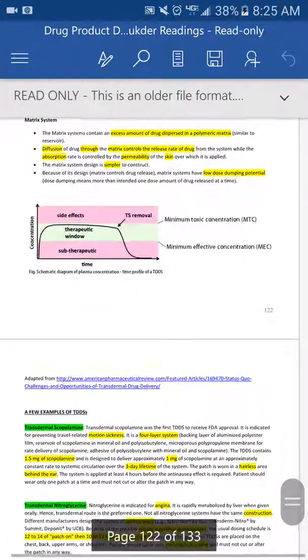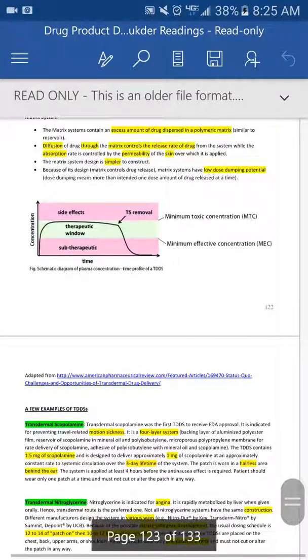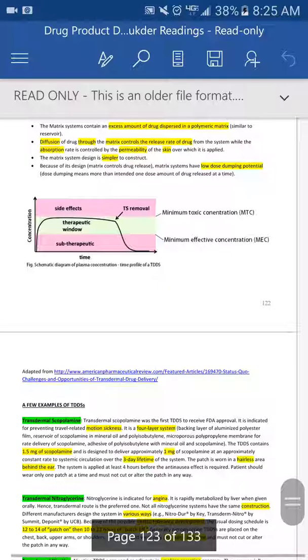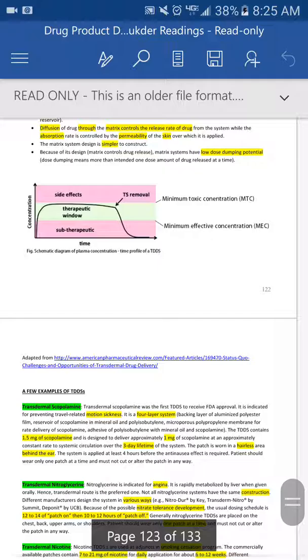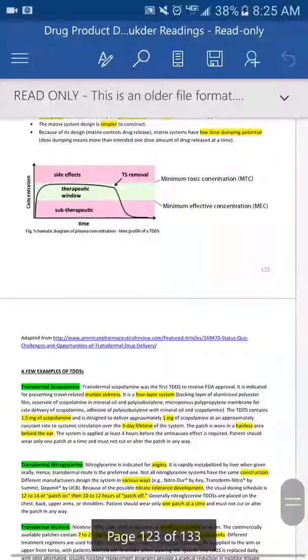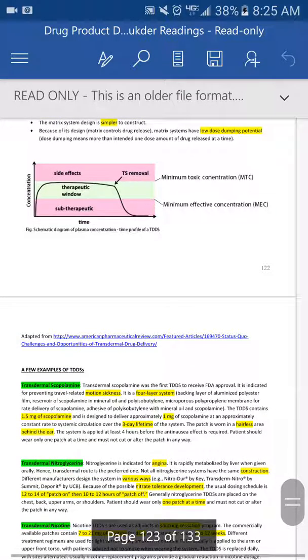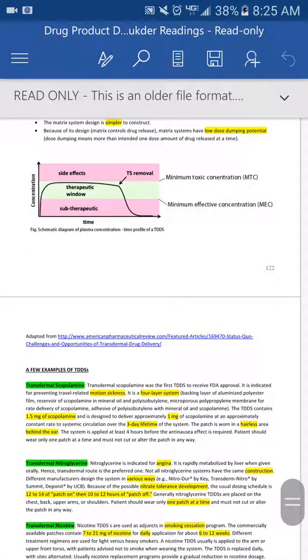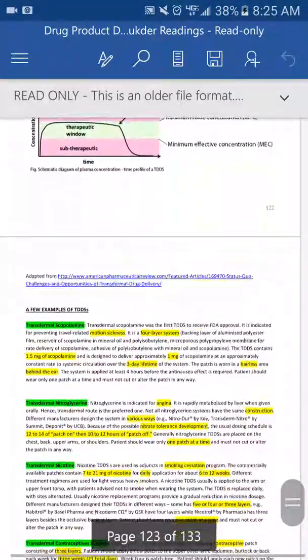Matrix system. The matrix system contains an excess amount of drug dispersed in the polymeric matrix, similar to the reservoir, but diffusion of the drug through the matrix controls the release rate of the drug from the system, while the absorption rate is controlled by the permeability of the skin over which it is applied, obviously. The matrix system design is simpler to construct, so it's easier to make. Because of its design, the matrix controls drug release. The matrix systems have low dose dumping potential. Dose dumping means more than the intended dose. You stay within that therapeutic window.